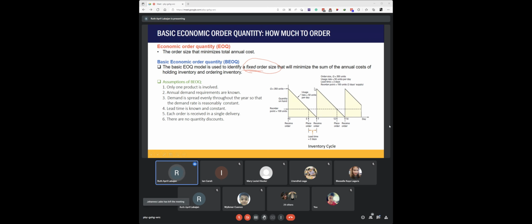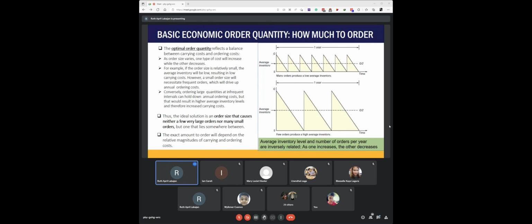So you start again with 350 units. After 5 days, you order. Then on the 7th day, your inventory runs out. But because our lead time is fixed, with no variability, automatically when your inventory runs out, your order also arrives. So it is replenished. Your inventory goes back to 350. And the cycle goes on. Okay? I hope that's clear.